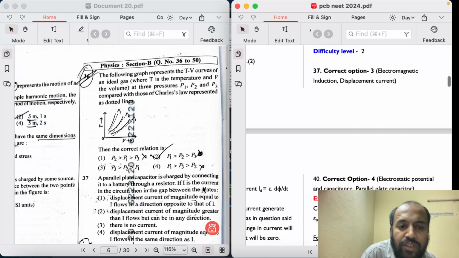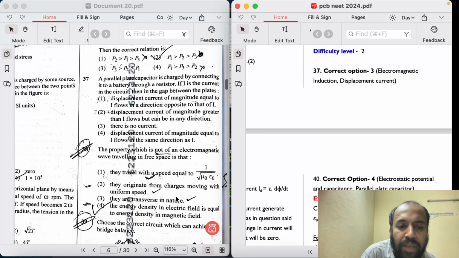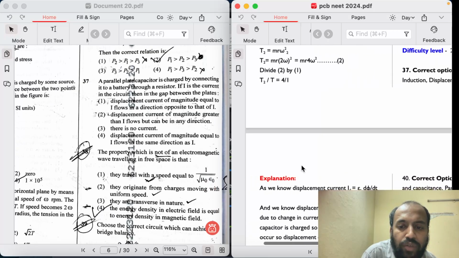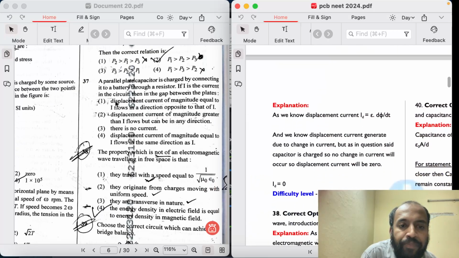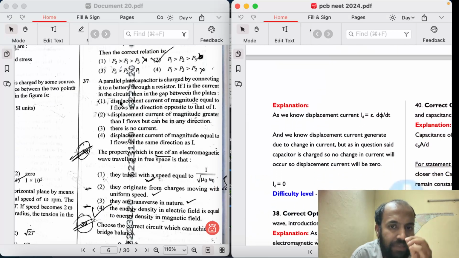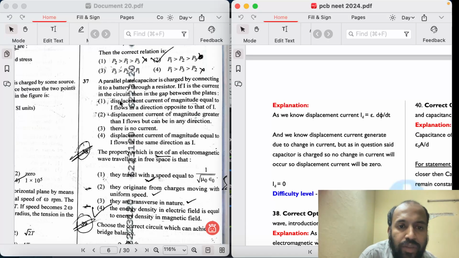The next question is from the chapter of electromagnetic induction. Let's just look into the statement, and it's quite simple. You have a parallel plate capacitor and it is charged by connecting it with a battery through a resistor. If I is the current in the circuit, then in the gap between the plates, the first thing you should know is the formula for displacement current, because the first statement is displacement current of magnitude equal to I flows through in a direction opposite to that of I.